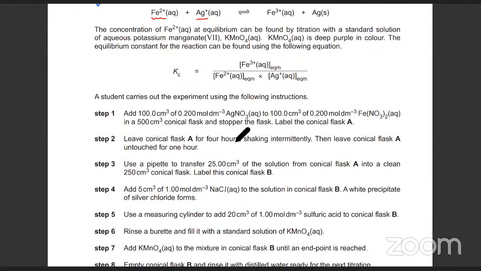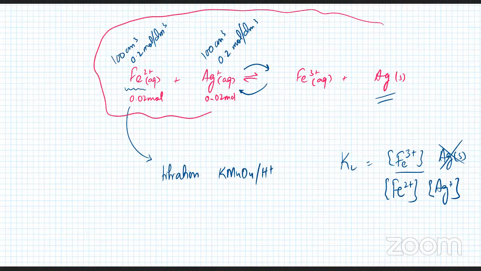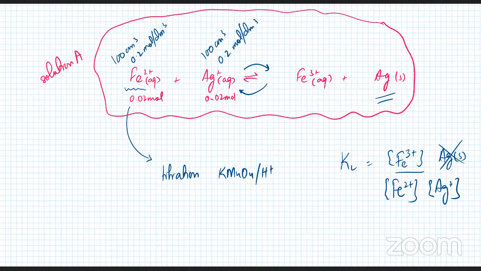And he leaves the conical flask A for 4 hours, shaking it intermittently, then leaving the conical flask A untouched for 1 hour. So he waits for the equilibrium to be reached. So this is your solution A. This entire mixture, that's your solution A.